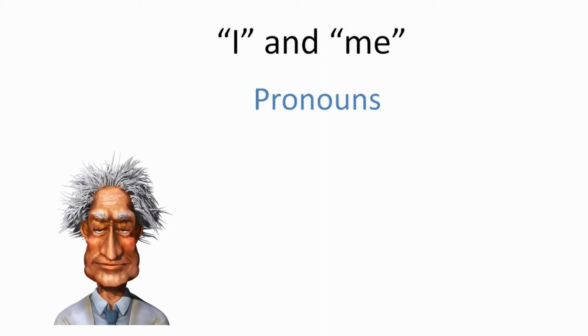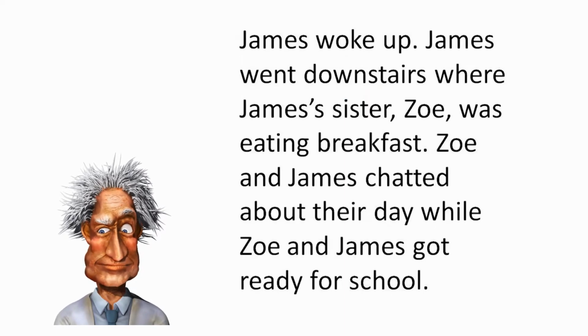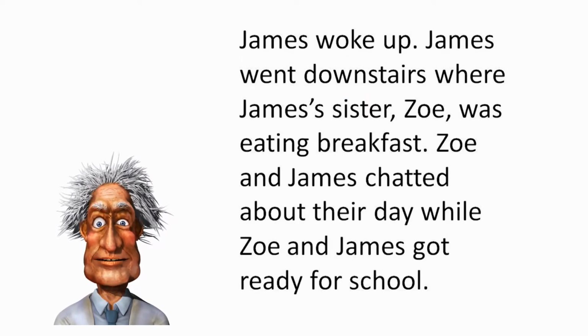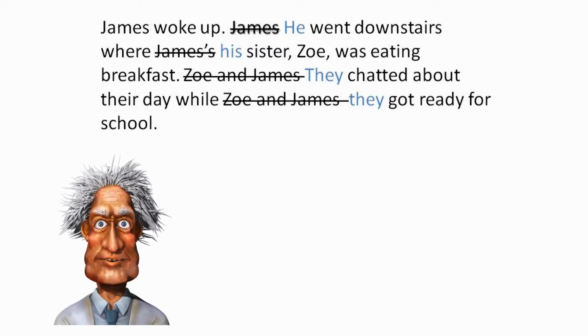I and me are pronouns, so it's probably best to start with just a reminder of what pronouns are. So have a look at this text here and you'll see that there's overuse of James and Zoe. So James woke up, James went downstairs, so it stops it from flowing. So what we've done here is we've replaced most of the use of James and Zoe with pronouns. They, he, his, it. And, well, I think it flows much better.